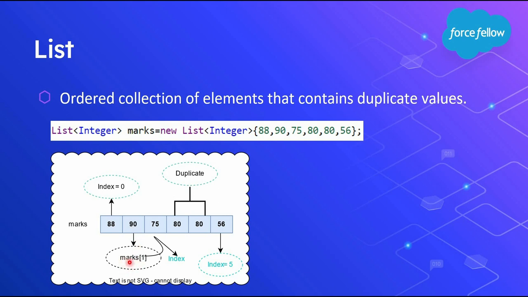So in this case our list name is marks, and we want to get 90, so the index value will be 1, because index always starts with 0 and goes up to n-1. Means here we have a total of 6 items, but the index of the last item is 5. And you can see here it also contains duplicate values, like 80 is twice here, right? So I hope you got the definition of list and how it is stored in memory.